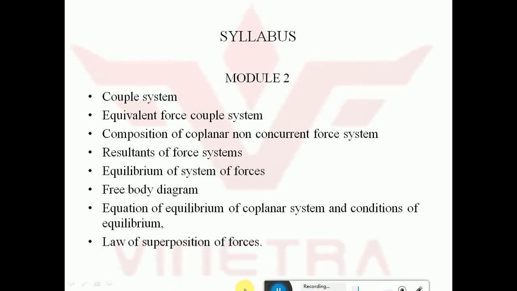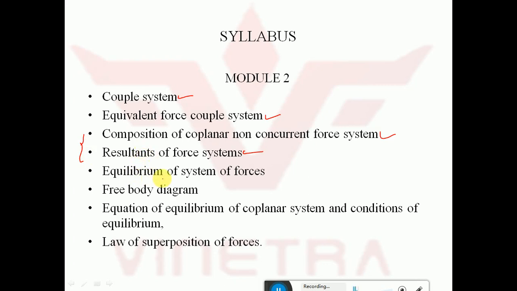So in this session we shall go for the remaining portion of module 2. Till now we have completed this couple system. Couple system is done, then equivalent force couple system is also done, and numericals over this equivalent force couple system is done. So this composition of coplanar non-concurrent forces, resultant of forces are already done in module number 1 while solving Varignon's principle. By applying Varignon's principle, these two topics are already done.